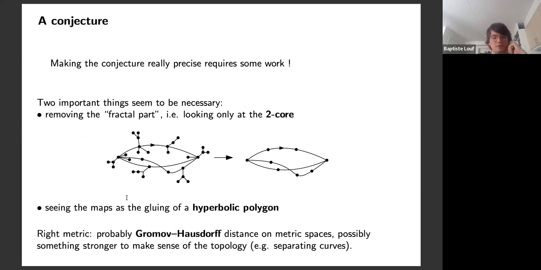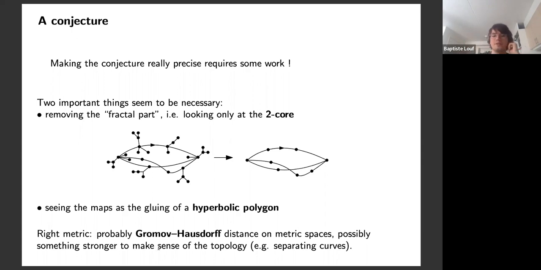And I think the right metric is probably like the Gromov-Hausdorff distance on metric spaces. And I think possibly we need something stronger to make sense of the topology, because I think the results could extend to separating curves. This is a pretty classical question in geometry, to try to understand the length of the separating systole, so the shortest curve that cuts your surface into two parts that both have genus.